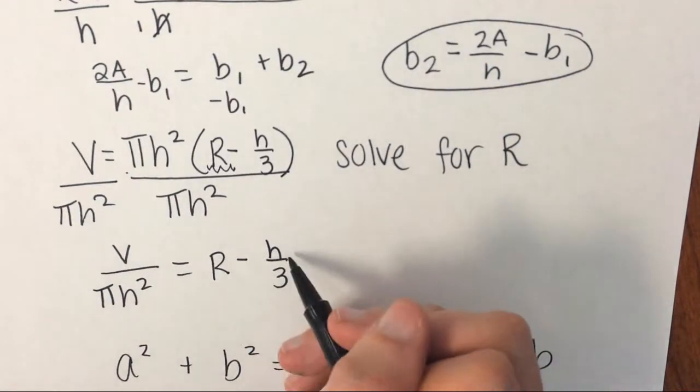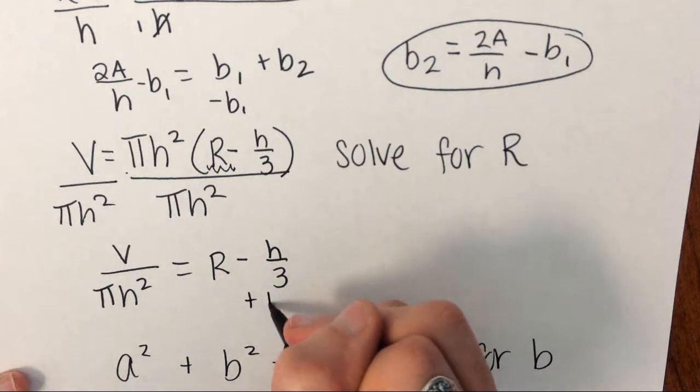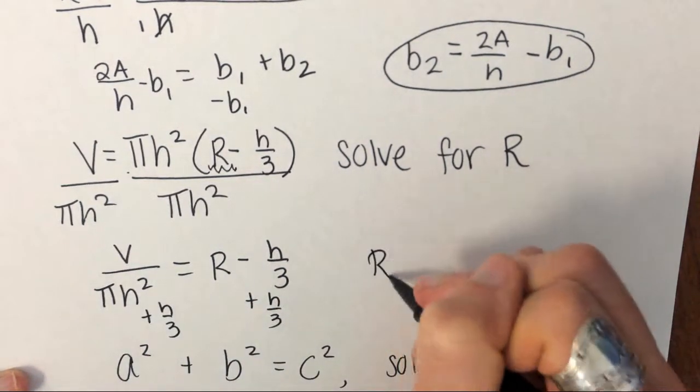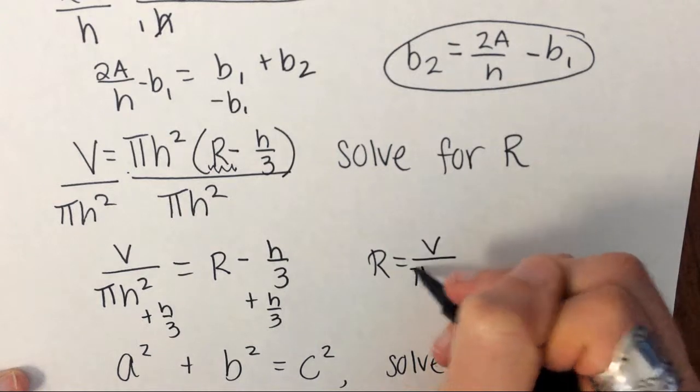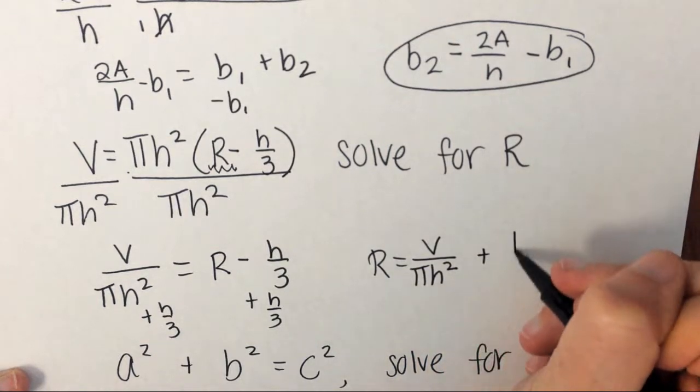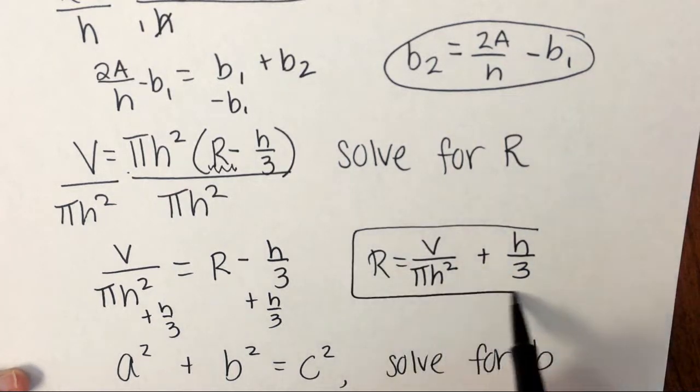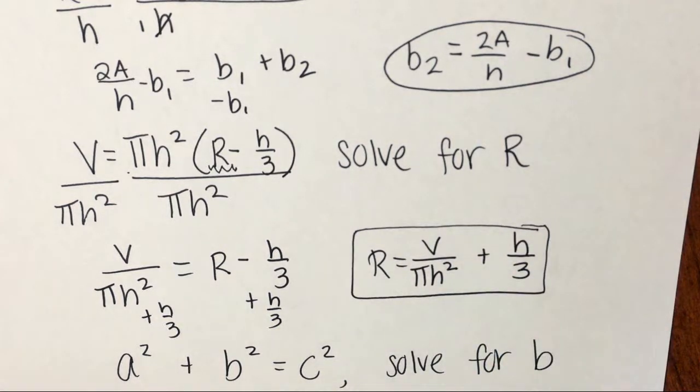From this point, we can zero out the minus h over 3 by adding h over 3, which would give us r equals v over pi h squared plus h over 3. And now our r has been isolated.